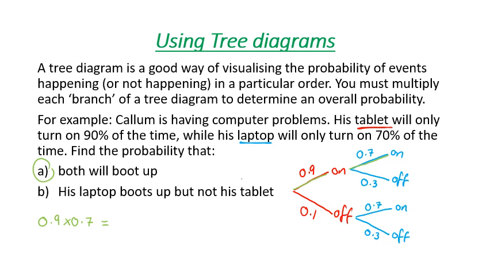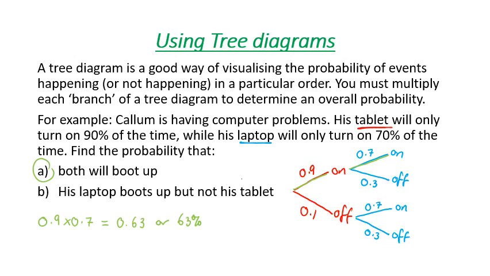0.9 times 0.7 is 0.63. Okay, so the probability of it turning on and on is 0.63, or 63% of the time.